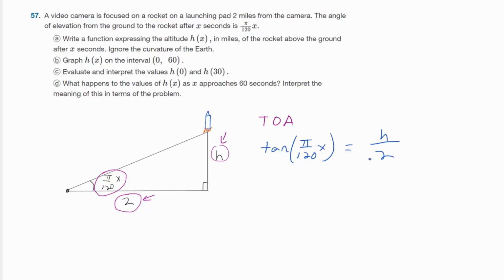Now, if I multiply both sides by 2, this will cancel, and that'll leave you with h by itself. I'm going to turn it around. I'm going to put h on the left side and say h is equal to 2 tangent pi divided by 120 times x. And if you change to function notation, you can say h of x. That means the input is x, the output is h. Function notation. And so that's part A.